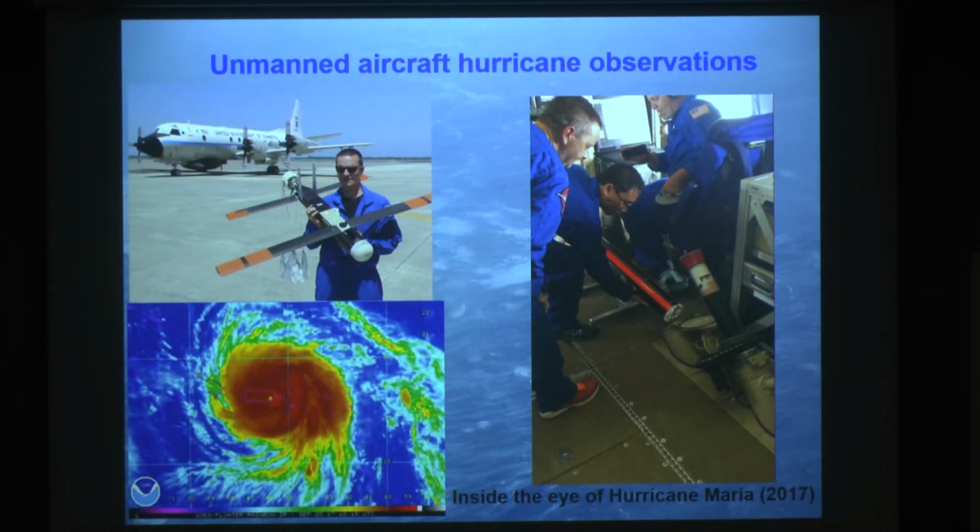I mentioned the unmanned aircraft. This is the unmanned aircraft, and this is my colleague, Zhang. He's the leading PI. We got some support, luckily, thanks to the Sandy supplemental report. It's like a toy, but this is an actual unmanned aircraft. We dropped some of them in Hurricane Edouard, and this is a new type, so we dropped it in Hurricane Maria. They let me drop one. You see, that's me.